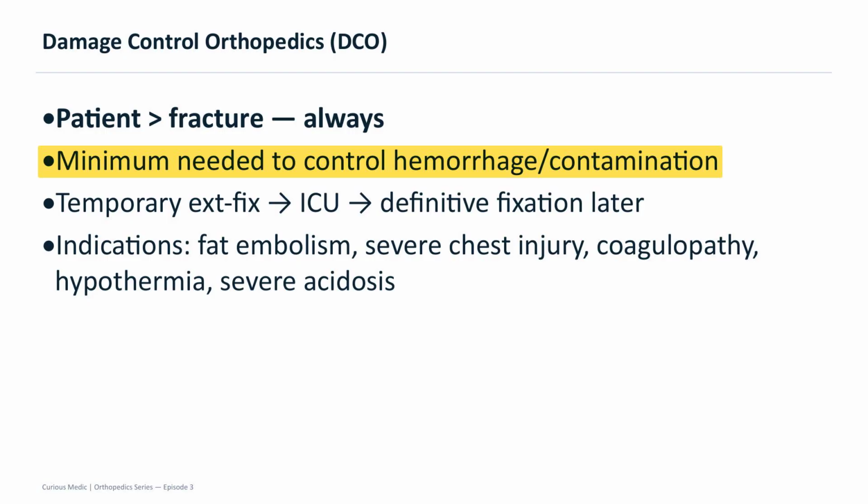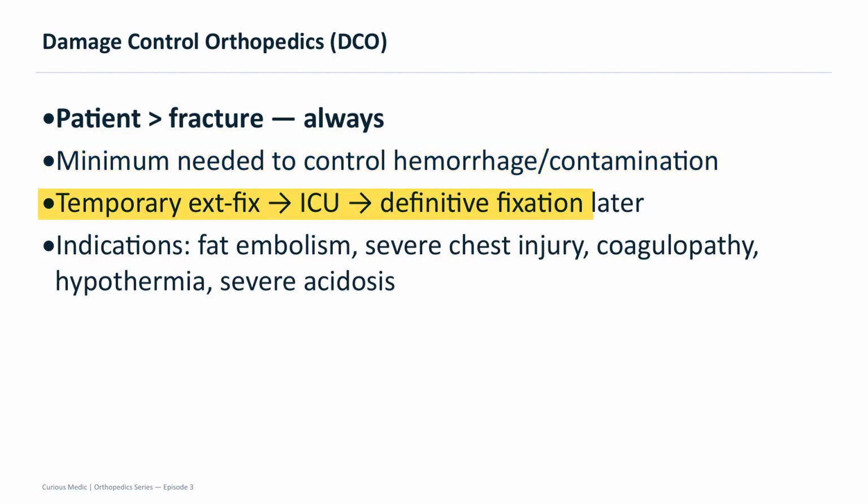The DCO approach says, in a critically ill polytrauma patient, do the minimum necessary to control hemorrhage and contamination right now. Stabilize the fractures temporarily using external fixation. Then send the patient to the ICU for resuscitation and full physiological stabilization. Only once the patient is optimized, the bleeding stopped, the coagulopathy corrected, the physiology normalized, do you proceed to definitive fracture fixation?